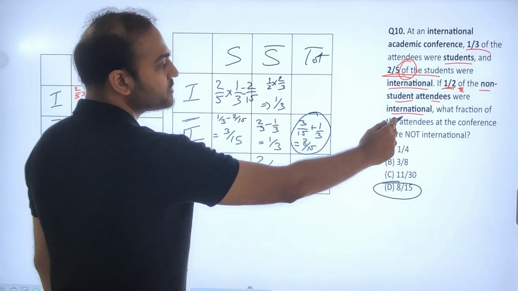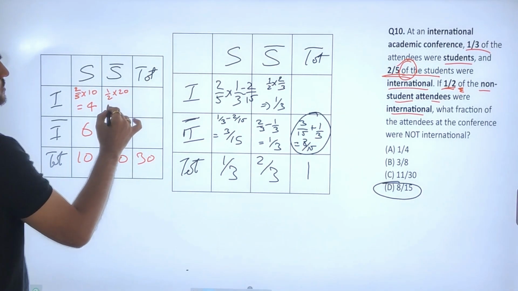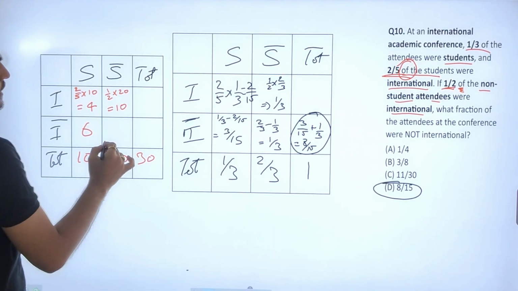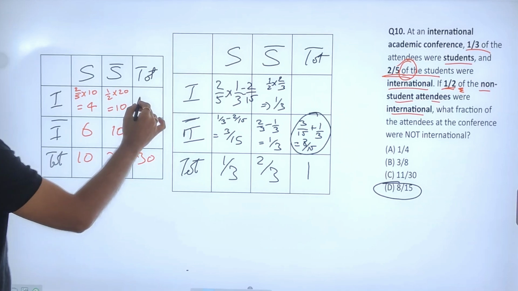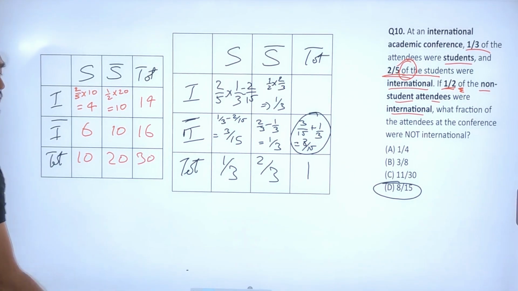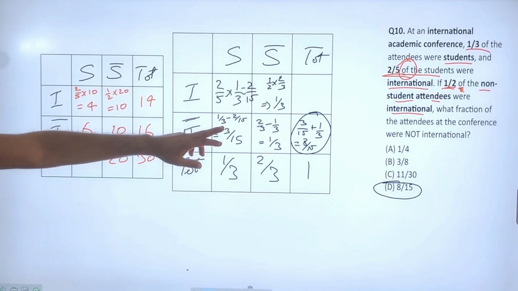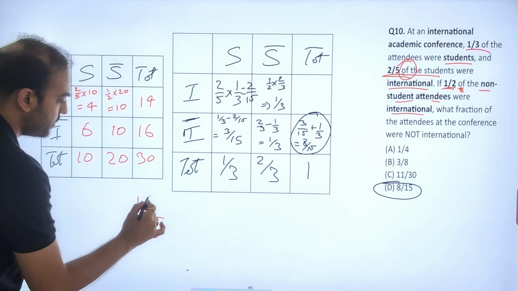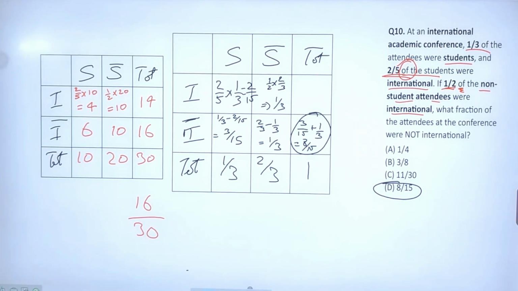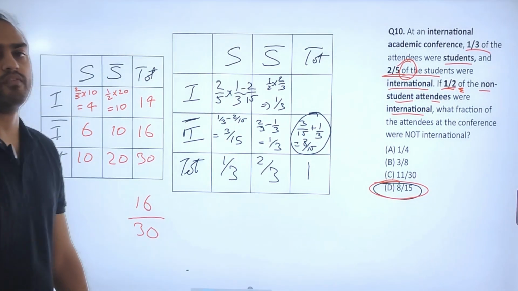Half of the non-students were international. So half of this 20, 10 are non-international. That means the remaining 10 are international. Again, if I just do the total, this is 14, this is 16. Okay, what do they want? What fraction of attendees were non-international? So the fraction will be value divided by total, which is again 8 by 15.